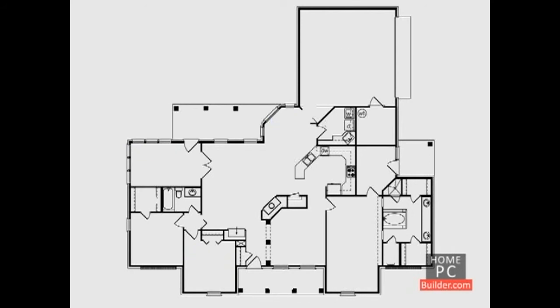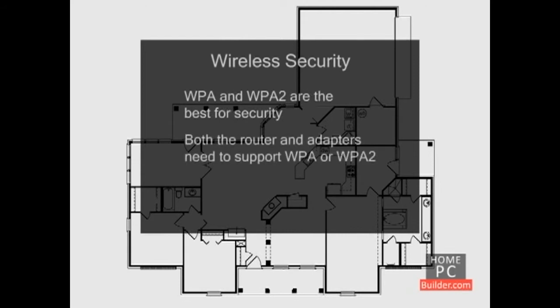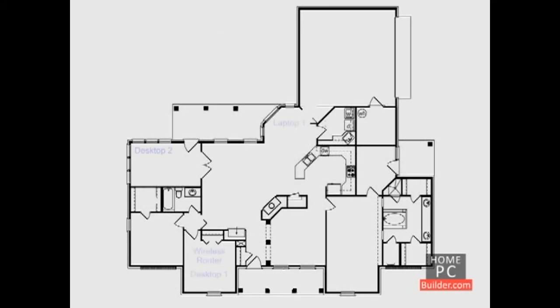Since the data is going through the air, you need to consider security. For this, look for the WPA or WPA2 security specification on both the wireless adapter and wireless router. Enabling either of these modes on both the adapter and the router, along with a strong encryption key, will make sure your network and all your data is secured from others who may try to access your network without your permission.